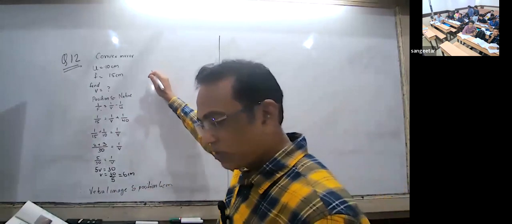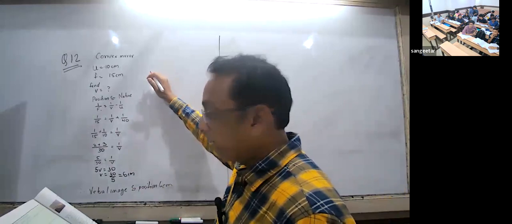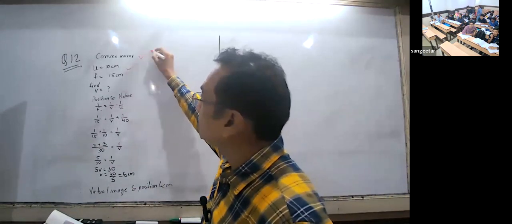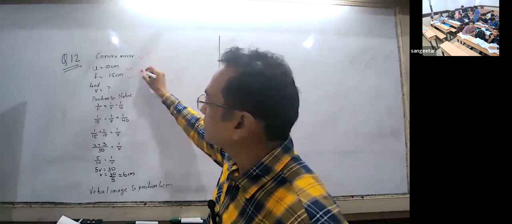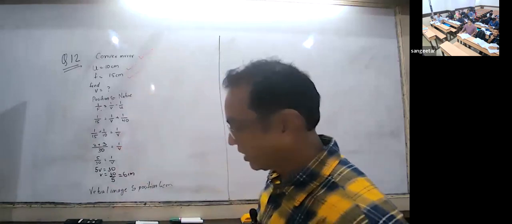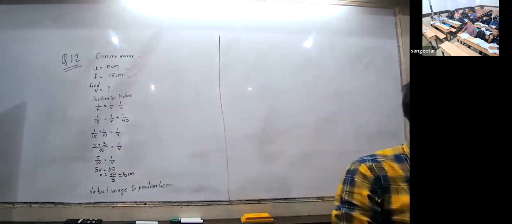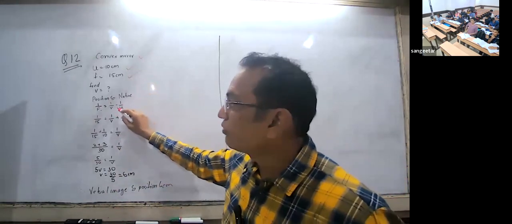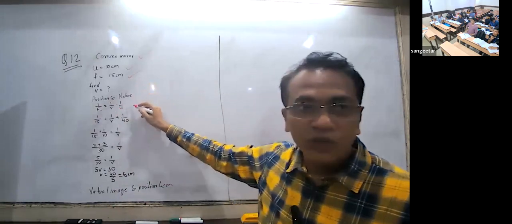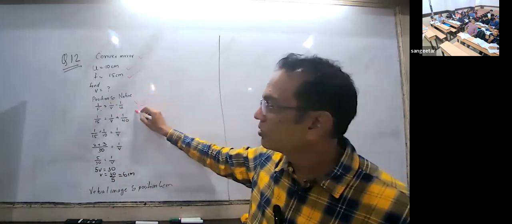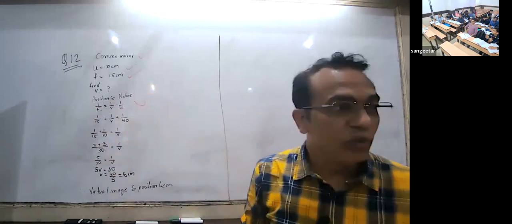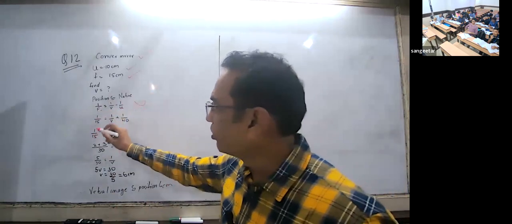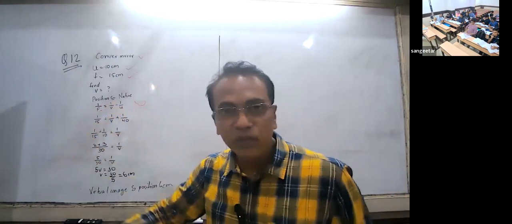Question 12. An object is placed at a distance of 10 centimeters from a convex mirror. This is correct. Focal length is 15 centimeters. This is correct. For a convex mirror, what will the focal length be? Positive. Then find v. So mirror formula. Is this the mirror formula or the lens formula? This is the lens formula. You should write small f. Capital F is only a symbol.